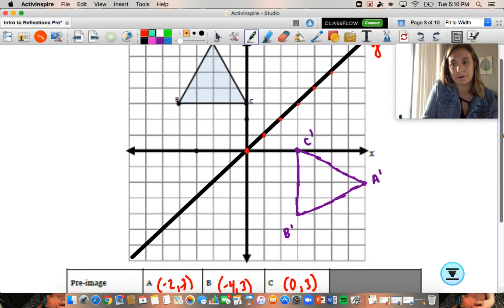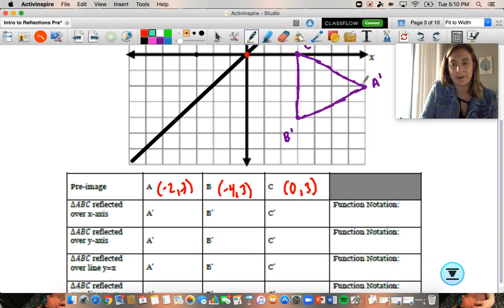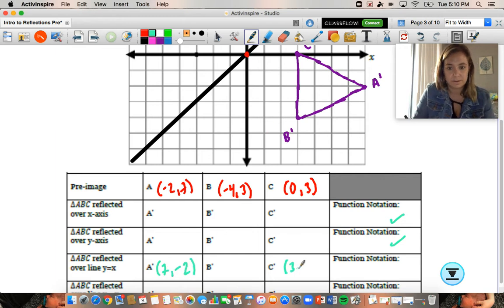So let's see, what are our coordinate points? A prime is 1, 2, 3, 4, 5, 6, 7, -2. Oh, no. I did this one, and I did this one. 7, -2. B prime, let's do C. 1, 2, 3, 0. Do you notice anything? 3, 1, 2, 3, 3, -4.